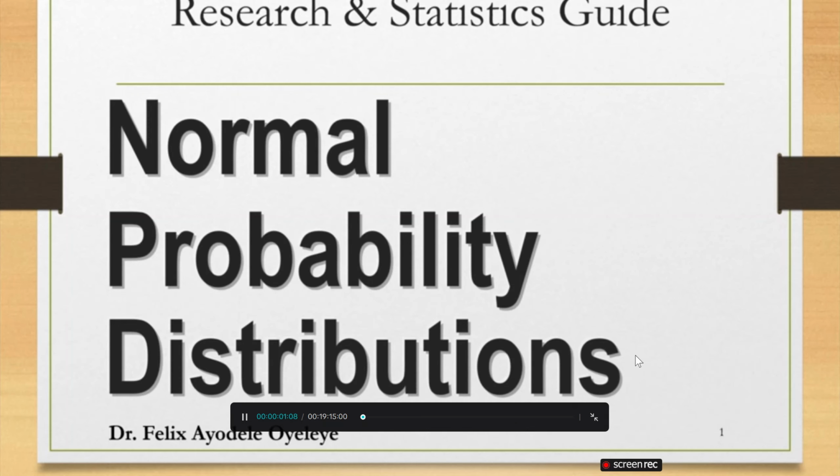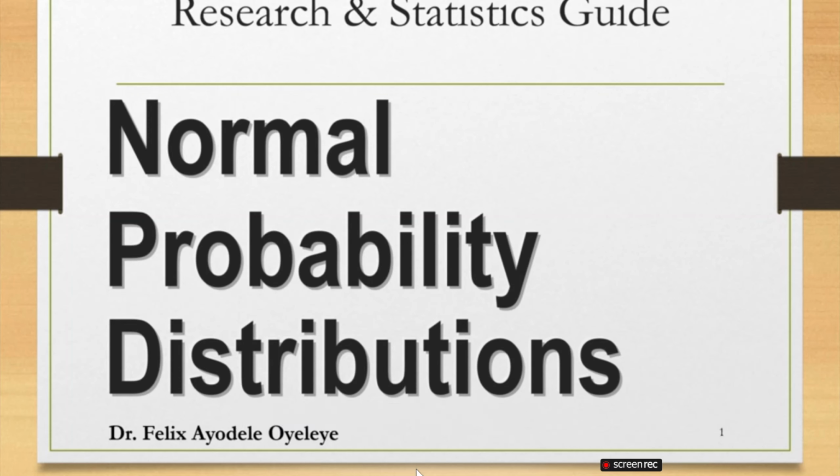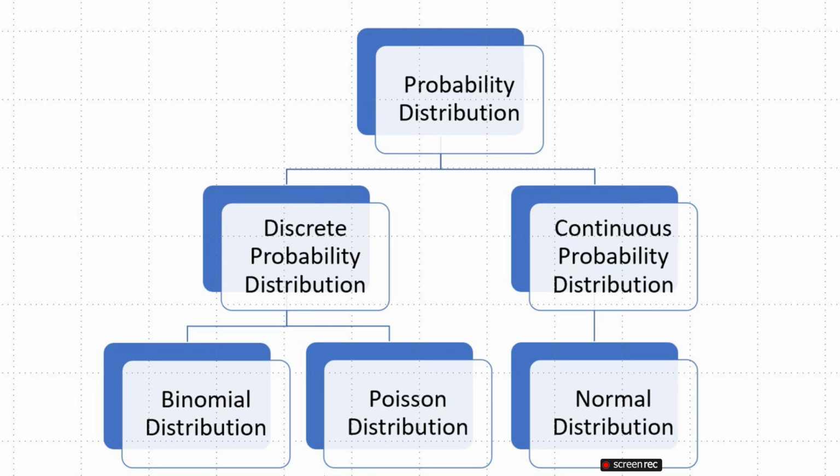Hello, today I'm going to be talking about the normal probability distribution. Generally in statistics, there are different types of probability distribution, but broadly speaking, they are categorized into two: the discrete probability distribution and the continuous probability distribution.